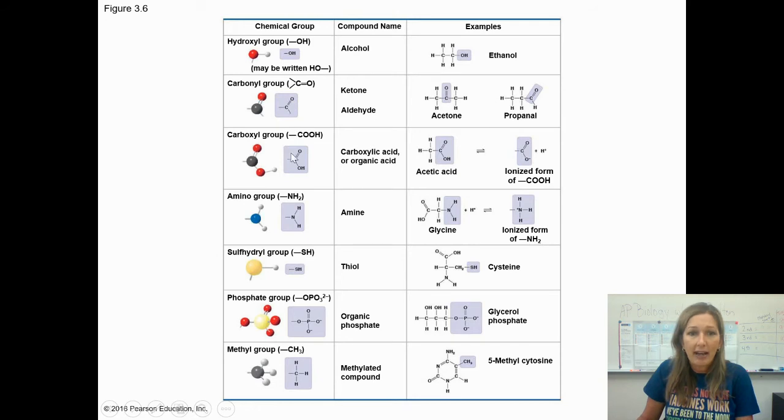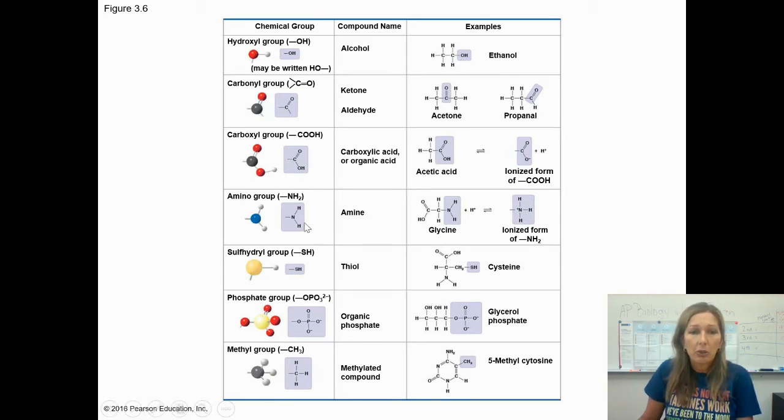Now if I have a carbon that has a double bond to oxygen and it also has a hydroxyl group, well, this is its Hollywood couple name. It's now your carboxyl group. This COOH is going to be very important when it comes to looking at fatty acids and also at amino acids and how they bond.